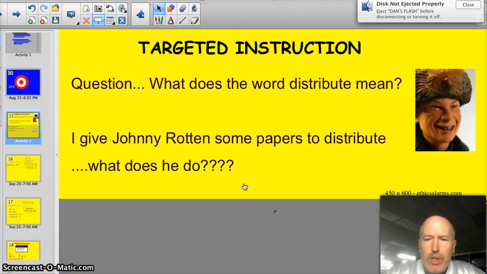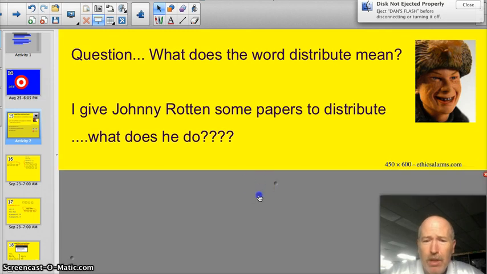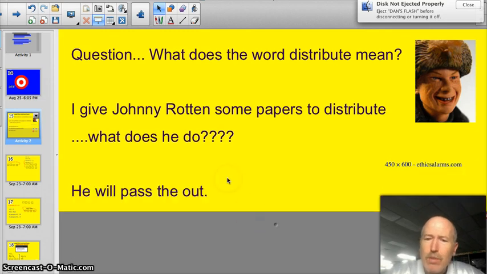Here's the question. What does the word distribute mean? There's a great picture of Johnny Rotten over there. It's actually Clive Fargus, I think, from The Christmas Story. I give Johnny Rotten some papers to distribute. What does he do? He distributes the papers. You've heard the teachers say that before. He passes them out. That's what the word distribute means, to pass out.